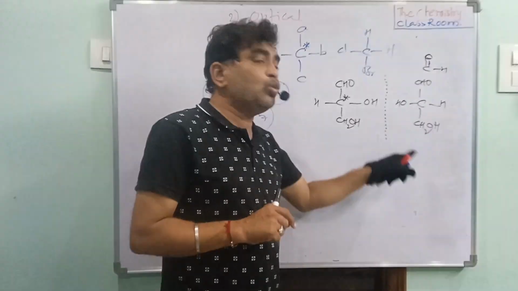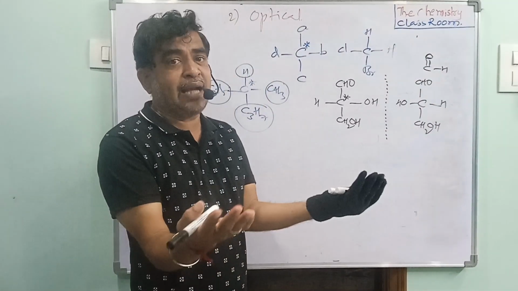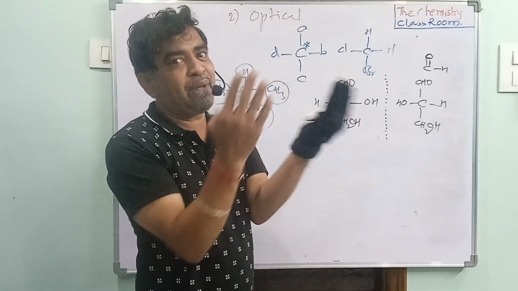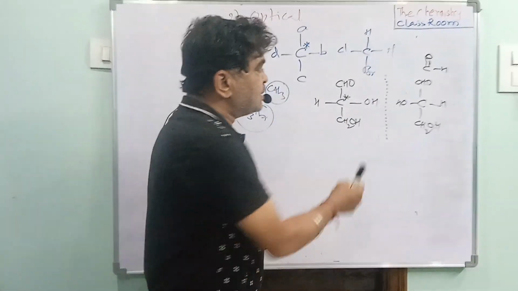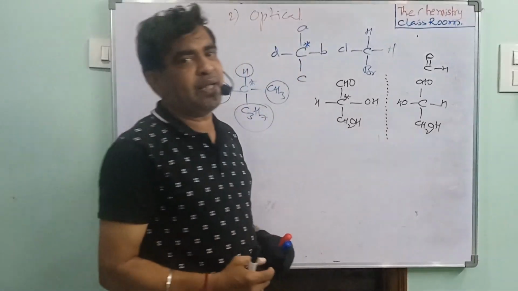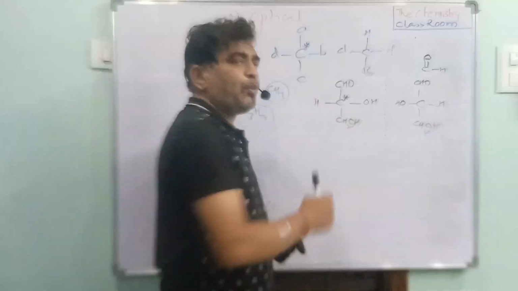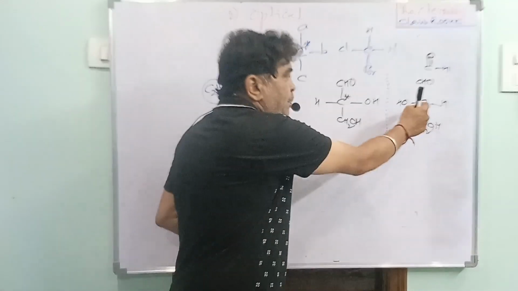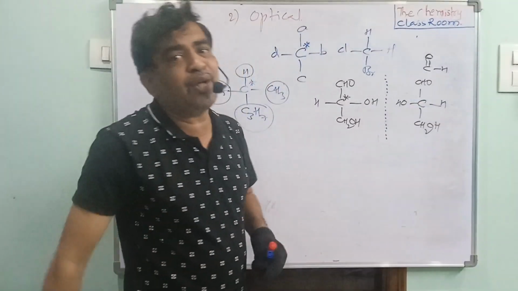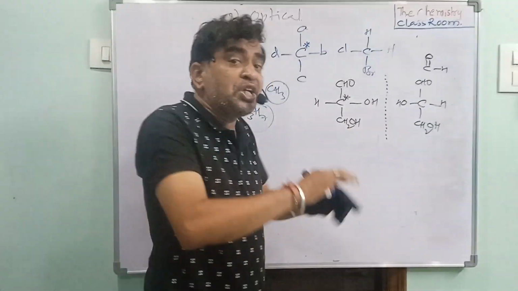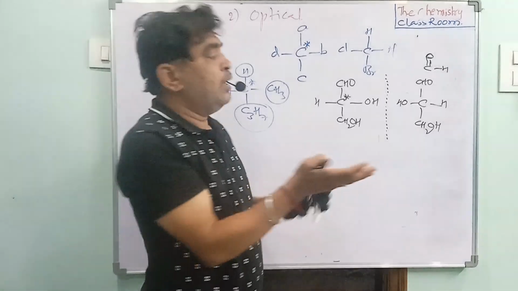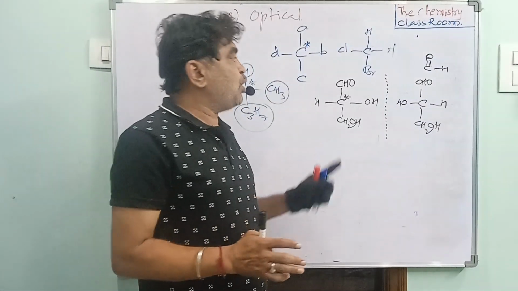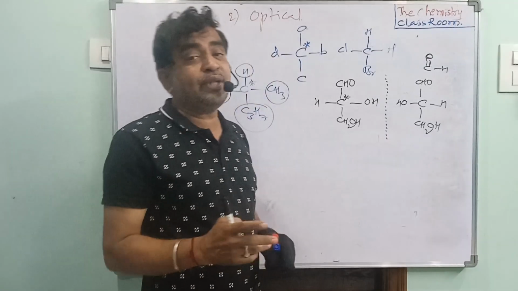Why? Because the two are mirror images, just like our hands, the right hand and the left hand. Similarly, these two are mirror images. In one compound the carbon is attached with the OH on the right side, and in the other compound the carbon is attached with the OH on the left side. So the spatial arrangement is different, and the two compounds differ spatially.